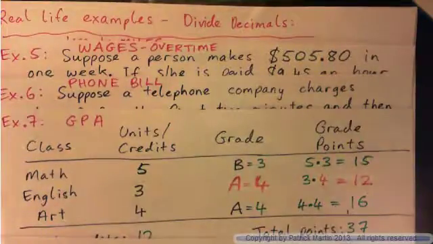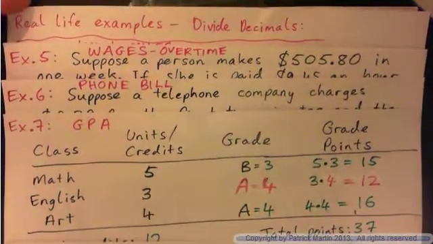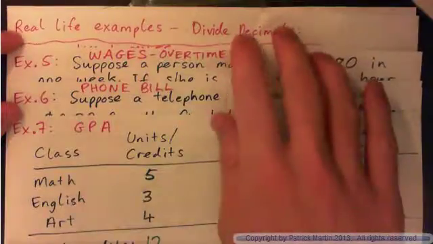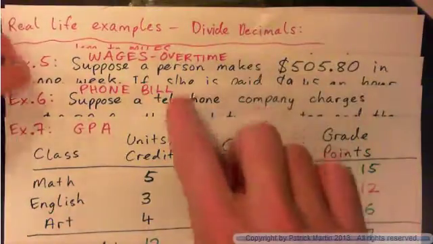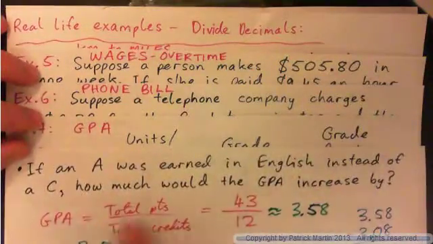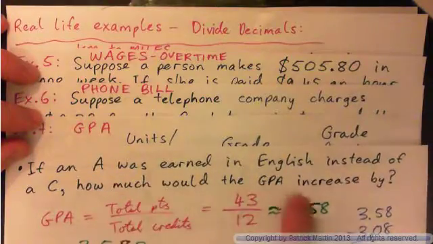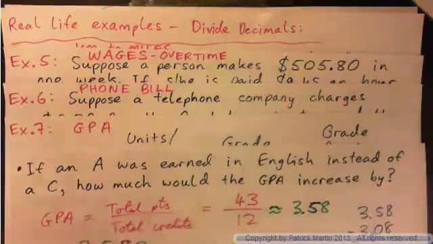Okay, in this video we'll continue with some more real life examples where we need to divide decimals, and we'll have wages with overtime, a phone bill, and GPA, and if something happened, how much would the GPA increase by, right?